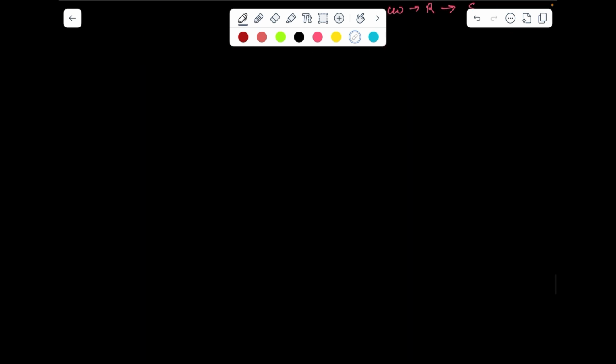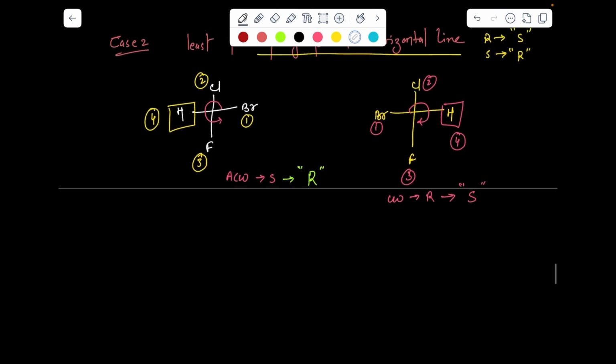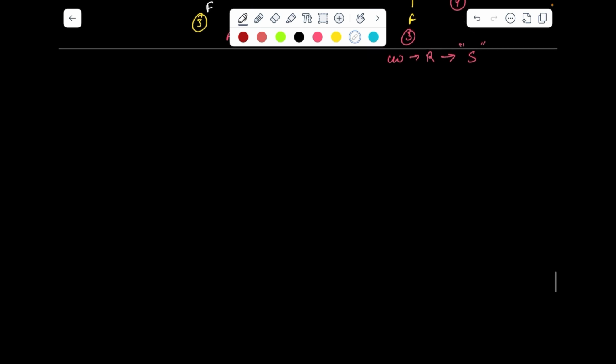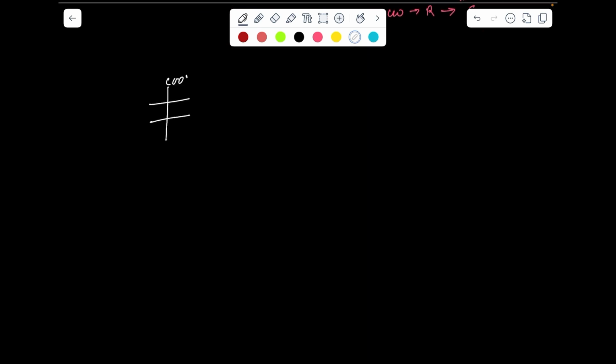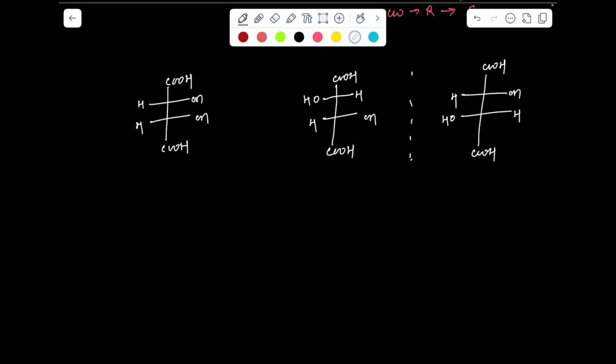I am drawing a 2D structure that is called Fischer projection. So these all structures are considered as Fischer projections. COOH, COOH, HOH, HOH. I'll write another configuration of this molecule. It's called tartaric acid. Then I'll draw the mirror image of this, and I'll draw the mirror image of that also.